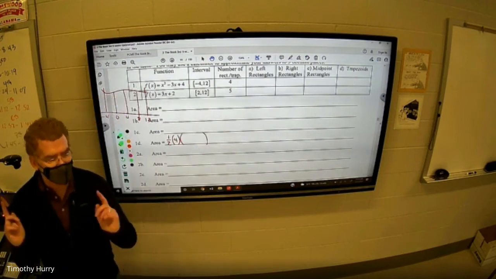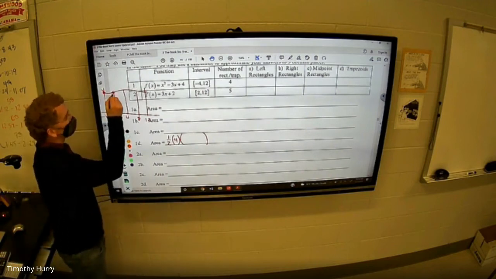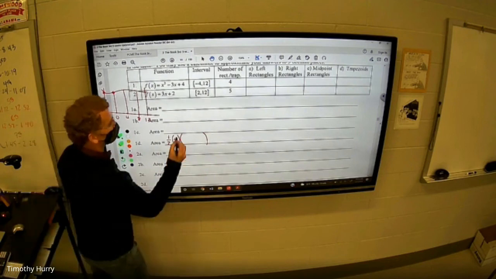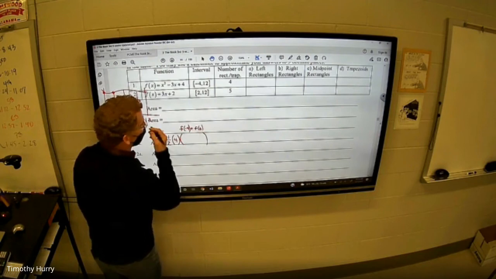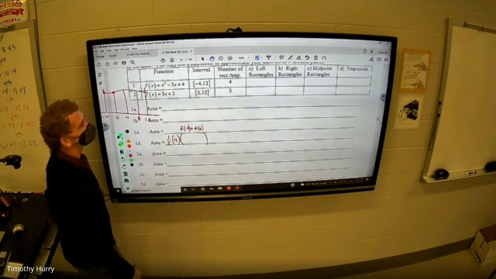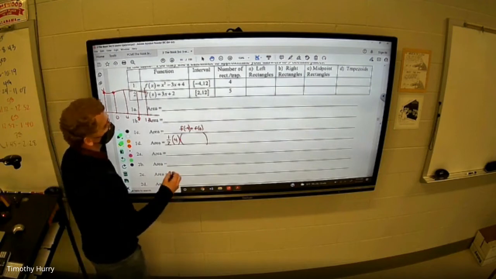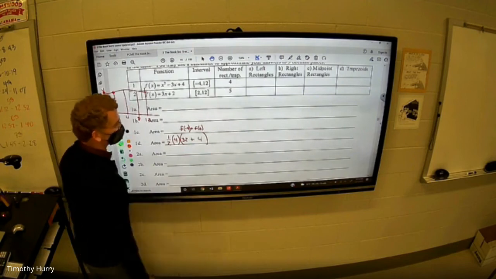Sum of the heights. So for the first one, what 2 heights do I want? F of -4 and F of 0. So I'm going to have F of -4 there and F of 0 there. And what did we find for F of -4? Remind me. We've already done it. 32. And then we found F of 0 was 4.